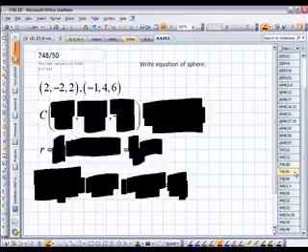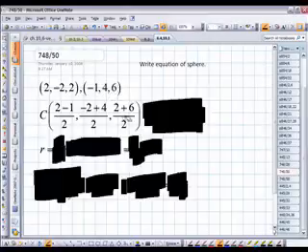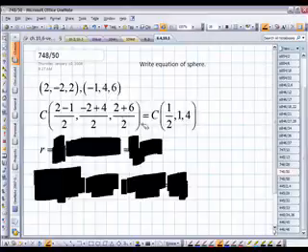Okay, we want to write the equation of this sphere given these two diameter endpoints. These are endpoints of a diameter, so we know that the center is halfway between the endpoints of the diameter. First we'll use the midpoint formula to find the center. We add the x's, divide by 2, add the y's, divide by 2, add the z's, divide by 2, and simplify. So there's our center.